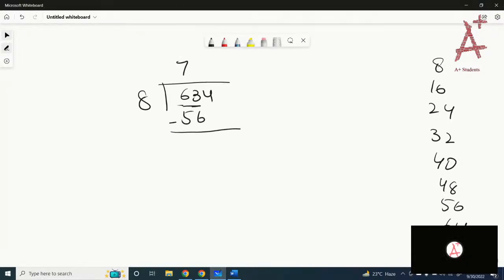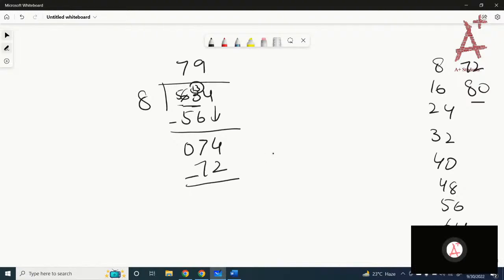Got it? Okay, just subtract 56 out of 63. So we cannot subtract 3 out of 6, so we have to borrow 1. So it would be then 13. So 13 subtract 6 is 7 and 5 subtract 5 is 0. Now bring the next digit down. It would be then 4. So you have to count a table of 8 until you get 74 or a number that is less than 74. Got it? So 8 times 9 is 72 and 8 times 10 is 80, which is greater. So we can go for 8 times 9. 8 times 9 is 72. Got it? Just subtract them.